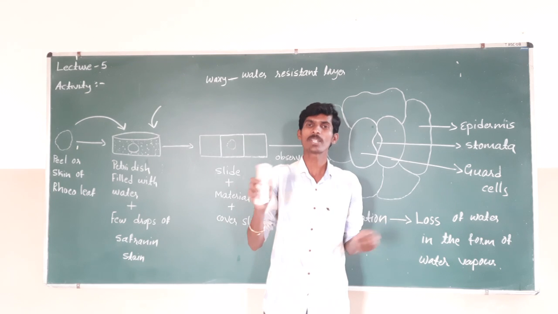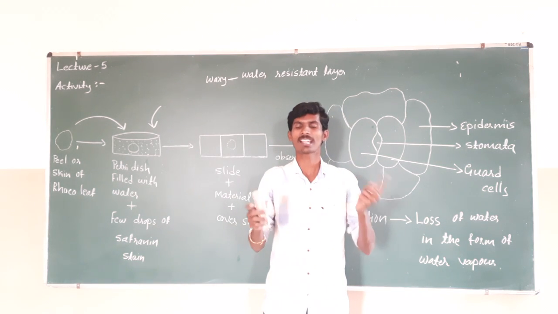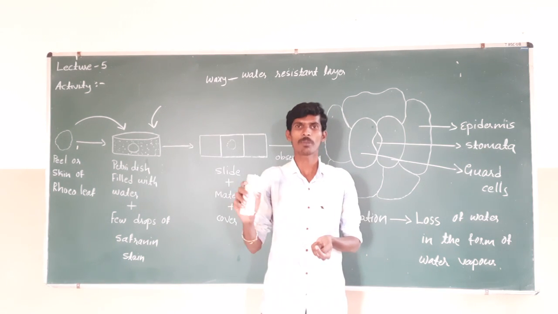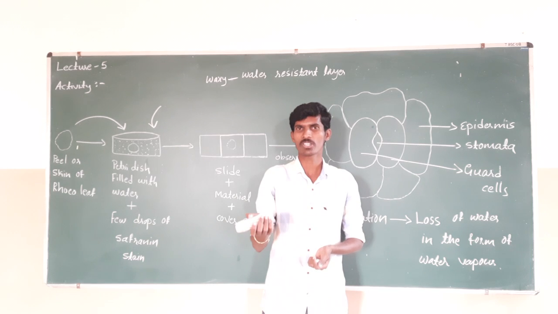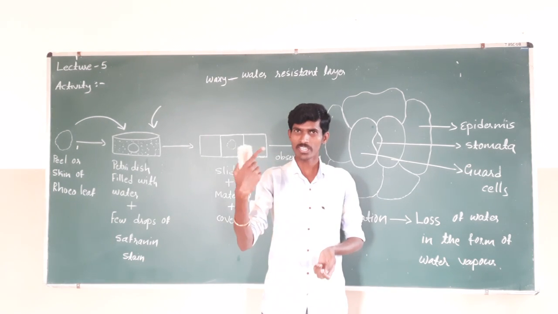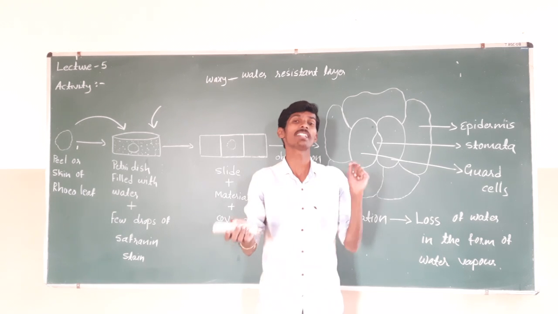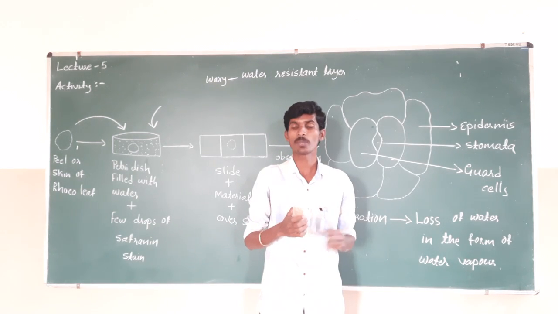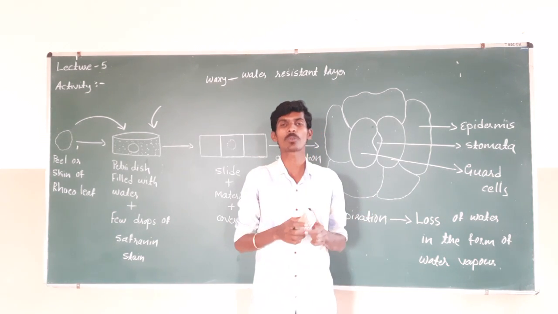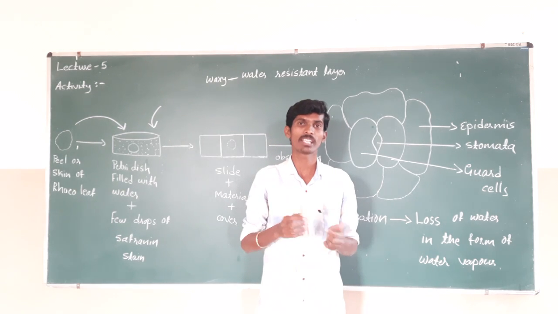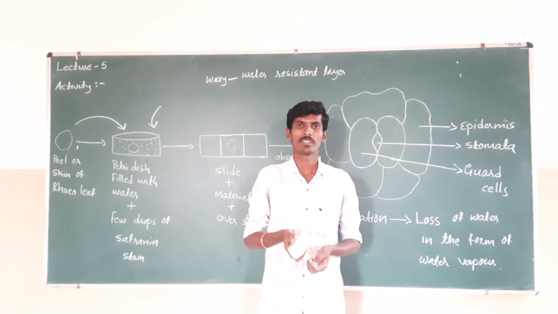Oxygen is for respiration. It's like animals. In plants also respiration takes place: the intake, or inhalation, of oxygen and the exhalation of carbon dioxide. But in the photosynthesis process, the plants require carbon dioxide for the preparation of their own food.